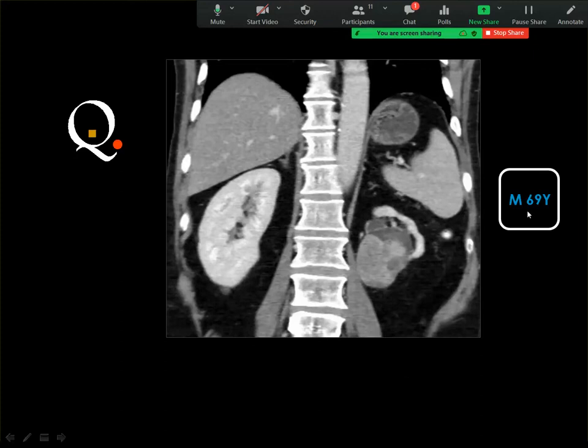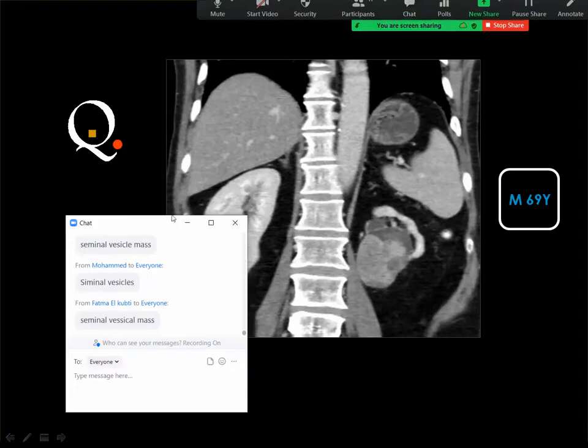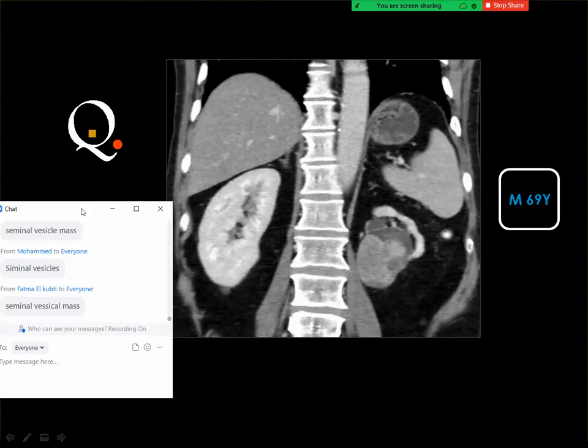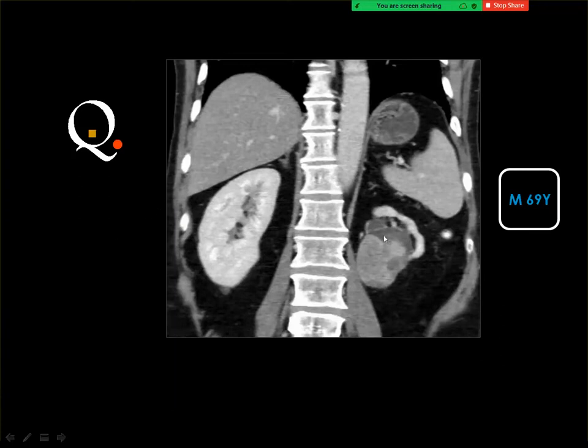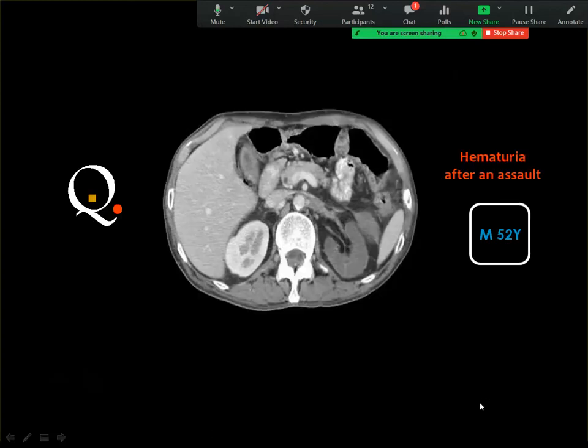This is a male, 69 years old, with a problem in the left kidney. Yes, and this is not a renal cell carcinoma, but this is a transitional cell carcinoma, a big mass within the renal pelvis. The kidney is markedly atrophic, possibly due to obstructive changes with loss of the renal parenchyma, and the classic appearance of transitional cell carcinoma.